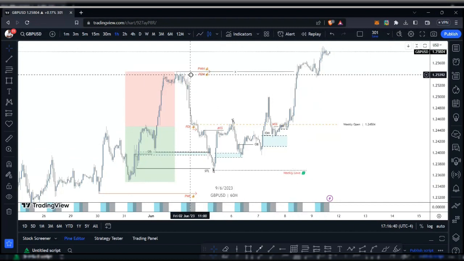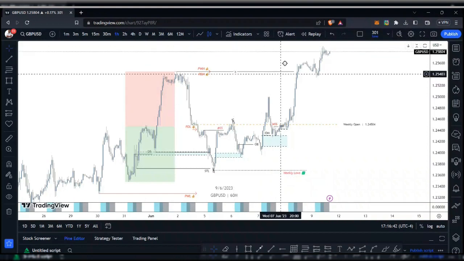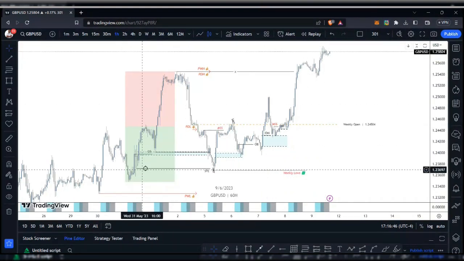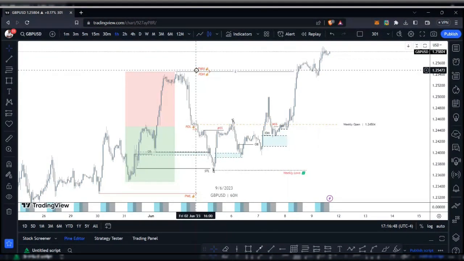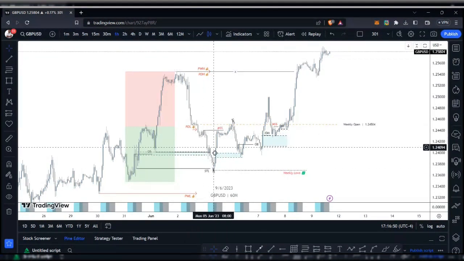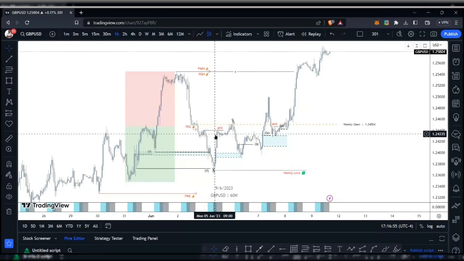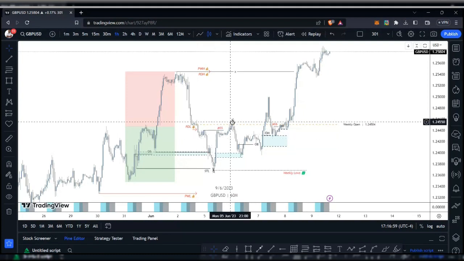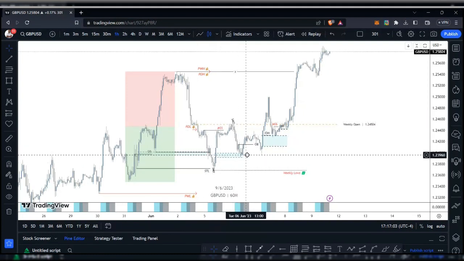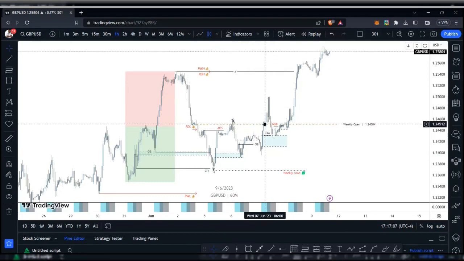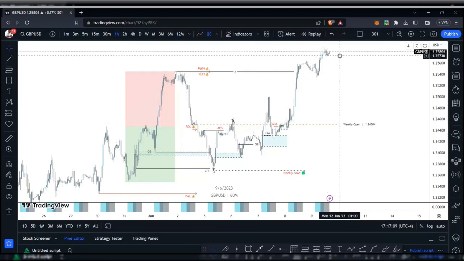And you can see how this was, let's say, the bigger picture. We have this internal liquidity and external liquidity, but you can see how price was delivering, taking out this intra-week external liquidity, coming back to take that internal liquidity, going to take external liquidity, coming back to take internal liquidity. Very, very clean price.